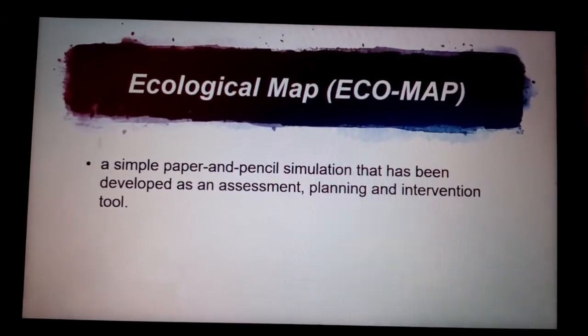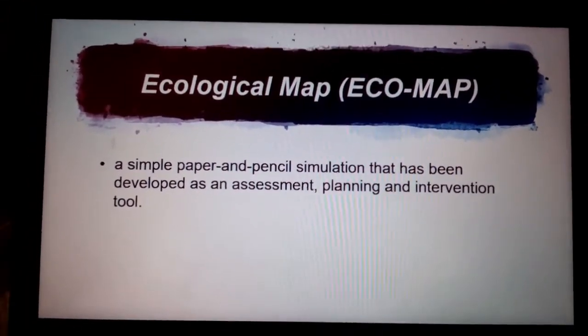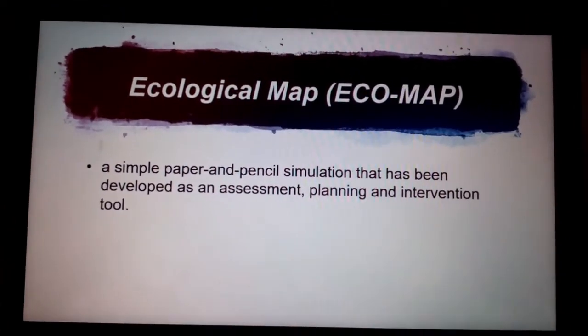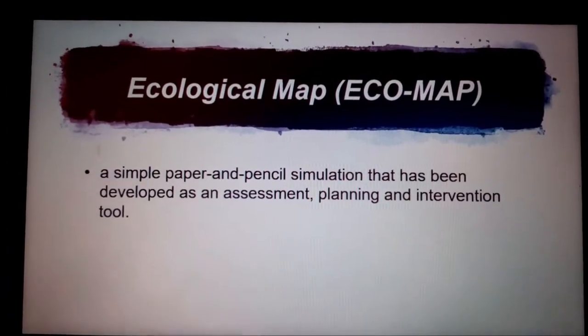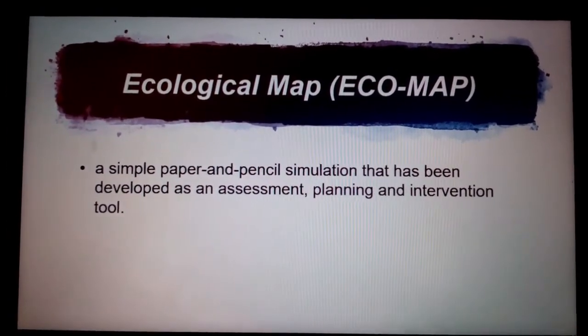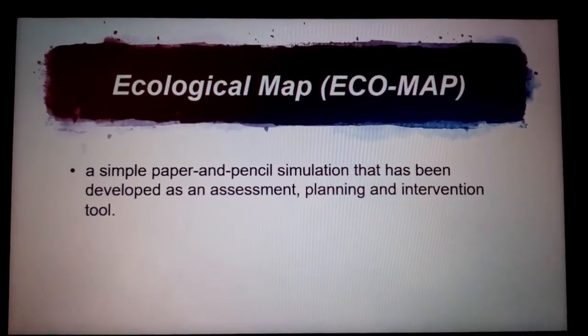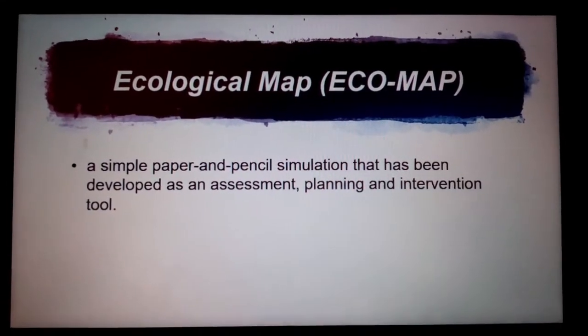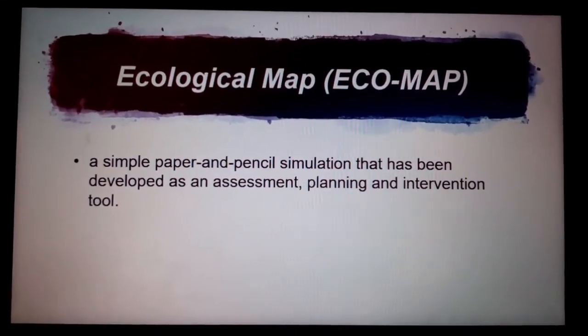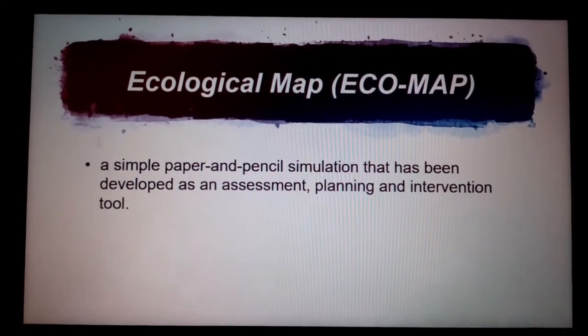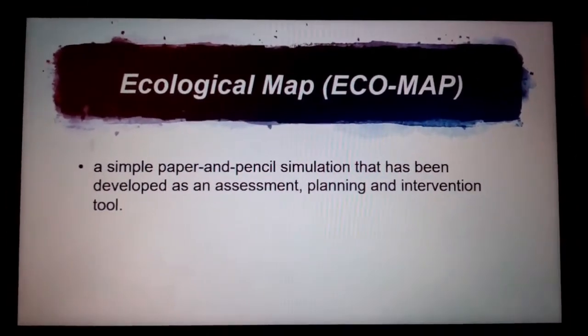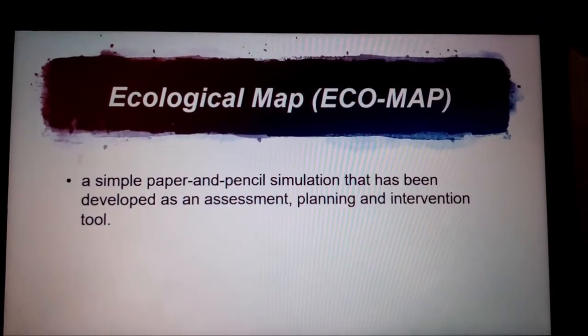And then, next, I think it's the last, is the ecological map, eco map. So, kapag sinabi natin ecological map, this is the blueprint, the simple paper and pencil simulation that has been developed as an assessment, planning, and intervention tool. So after they gather the process, ecological map, this will be the result. This is the action plan, the map of the processes of social work. So that's the end of module number 6.